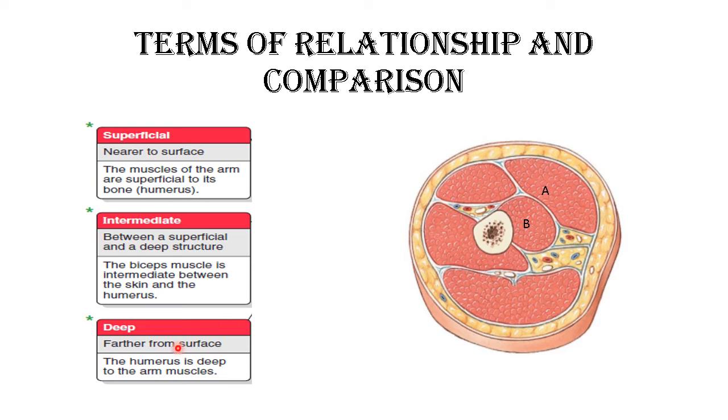Next we have deep. Any structure that is lying farther from the surface is described as deep. Here we can see the humerus or the bone is lying inside. So this is the deeper structure in the body. In relation to the skin, it is deeper. In relation to the muscle, the bone is deeper. If we compare two muscles, muscle A is superficial to muscle B, while muscle B is deeper to muscle A. So I think it is clear to you what is superficial, what is intermediate, and what is deep.